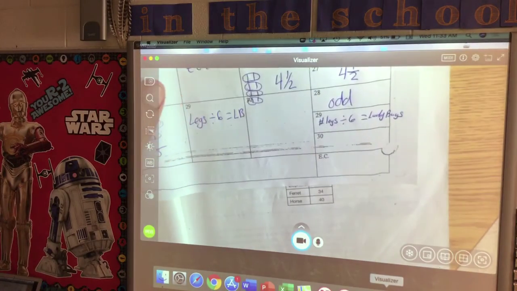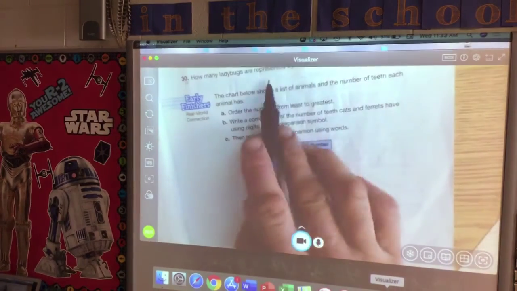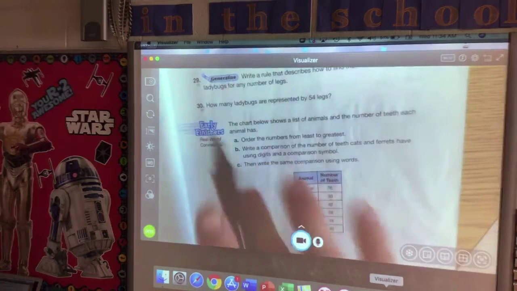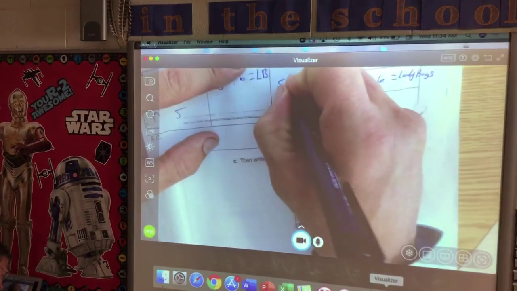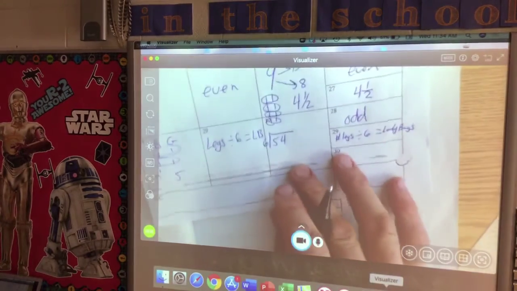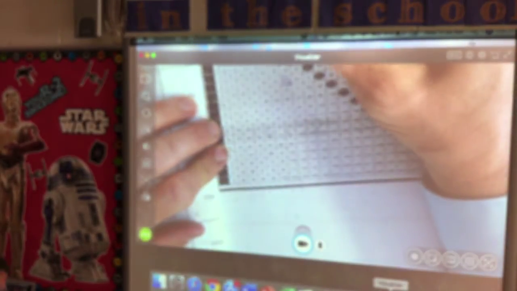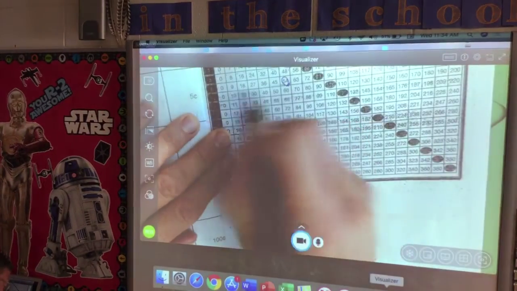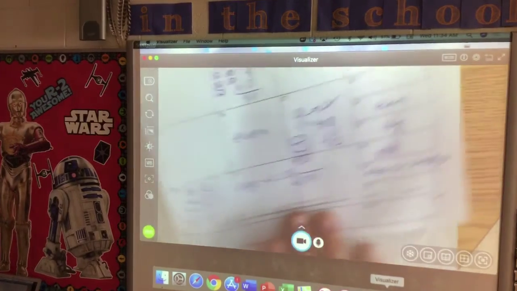Okay. Now number 30 is where we're going to substitute into that formula. 30 says how many ladybugs are represented by 54 legs. So now I got 54 legs, and I'm going to divide it by 6. Now if you don't know how to do that one yet, no big deal. We haven't taught you. Slide down the 6 until you get to 54 and shoot out the side. And when you shoot out the side, you should come up with the number 9.